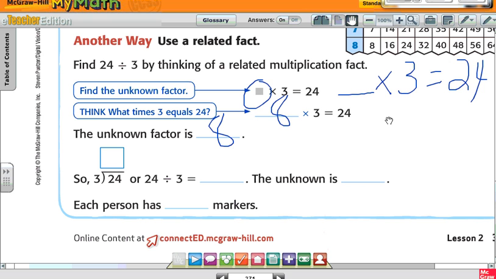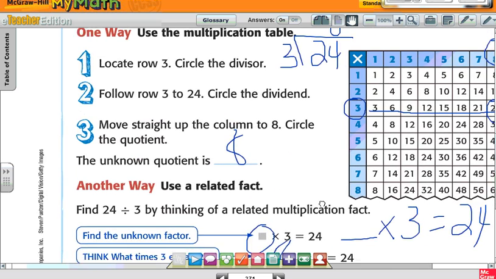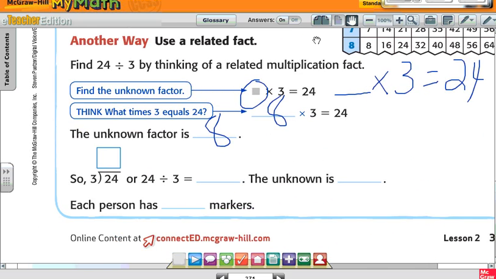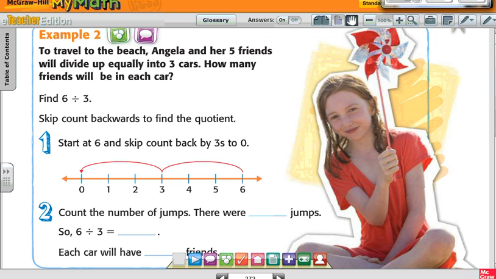All right? So again, I have 24 as the dividend and 3 as the divisor. And what's the quotient again? What goes with the number at the top? 8. Thank you. So 24 divided by 3 is 8, and the unknown is 8. And how many markers does each person have? 8. Voila.